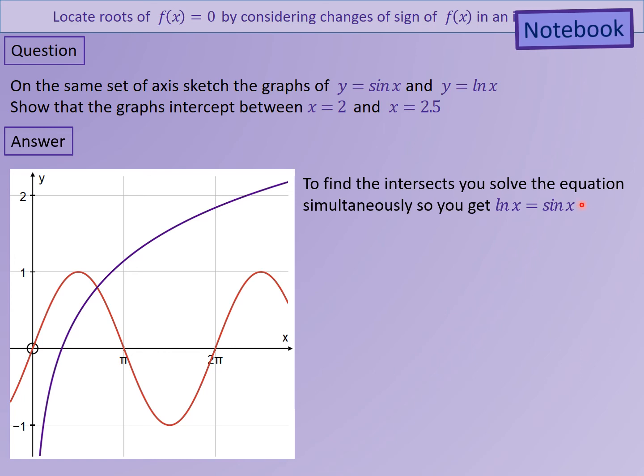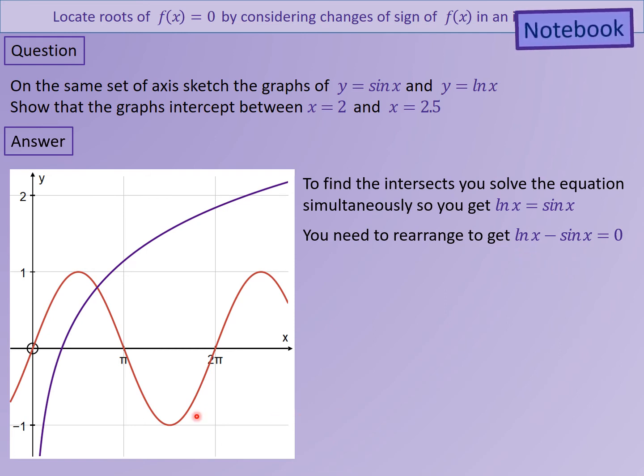So the way we can do it is just rearranging this equation so that it's in the form some function equals 0, f of x equals 0. So if I do that and rearrange it like this, equaling 0, I can now check either side for a change in sign. Yes, you'd be right in thinking you can have sine x minus ln x equals 0. That works just as well. So what do I do then?